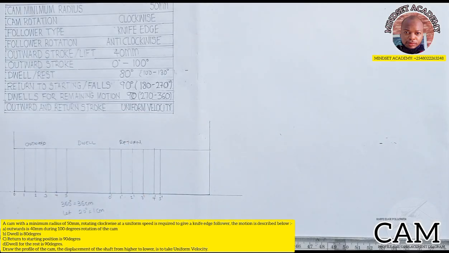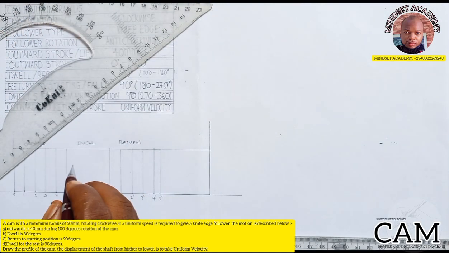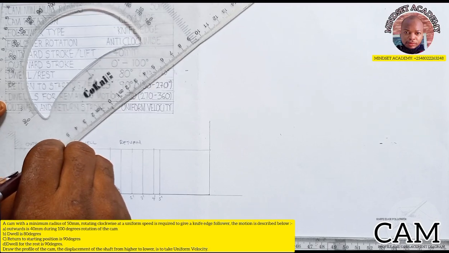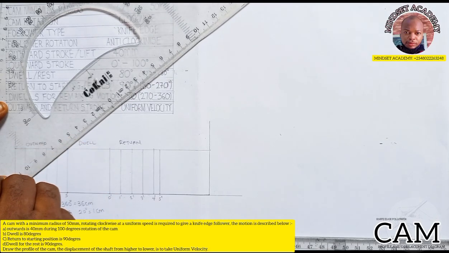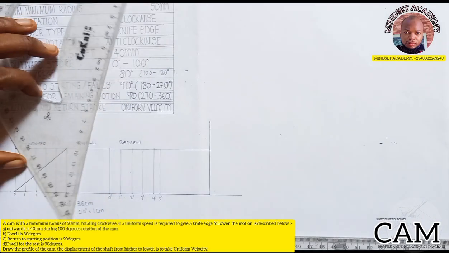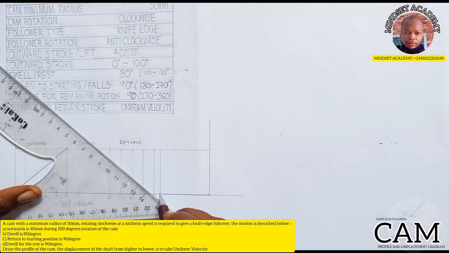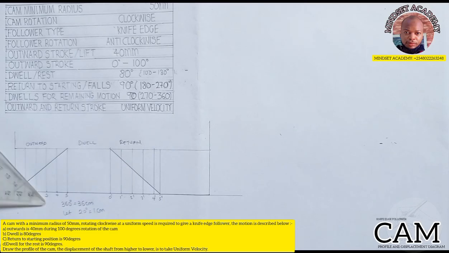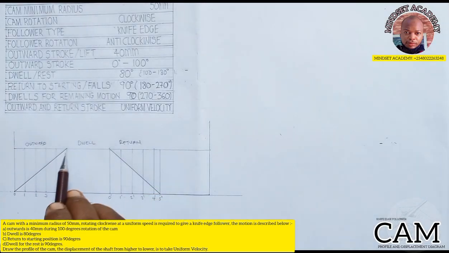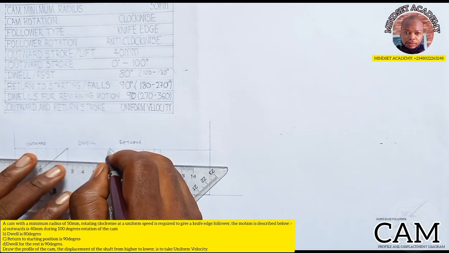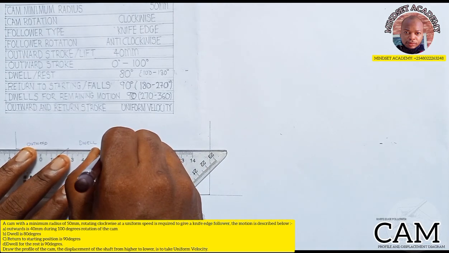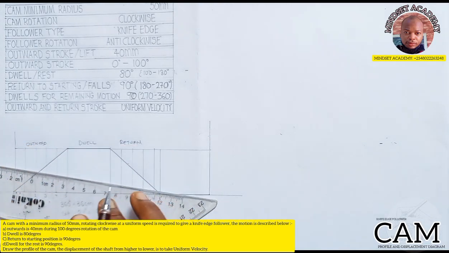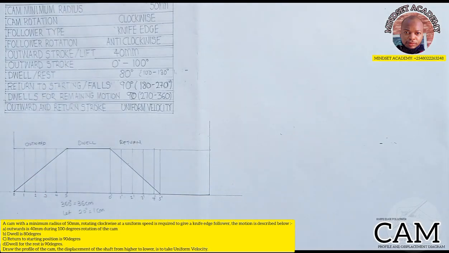Can you see that? So that means uniform velocity is a straight line. You join from here to here. Can you see that? That is uniform velocity. And you join from here to here. So when you say uniform velocity, use a straight line to connect the beginning to this point. Then the dwell is just a straight line here this way. Hope you can see that. This is how the movement of the cam will be.